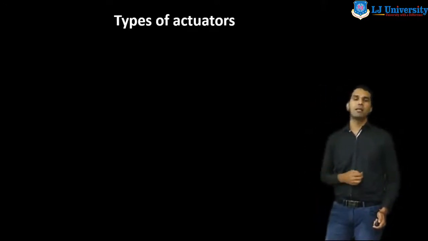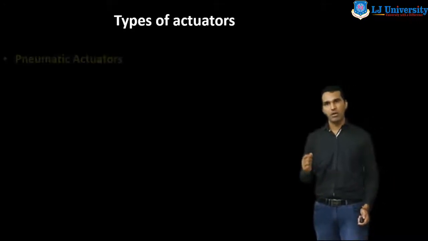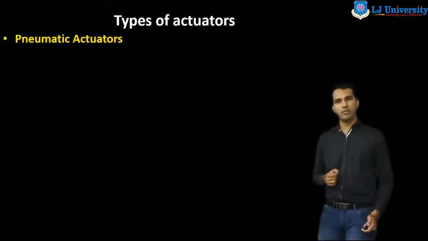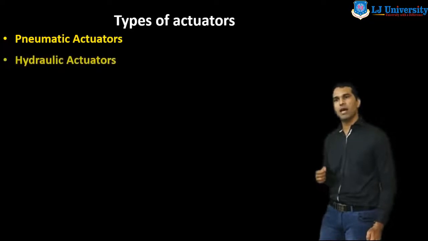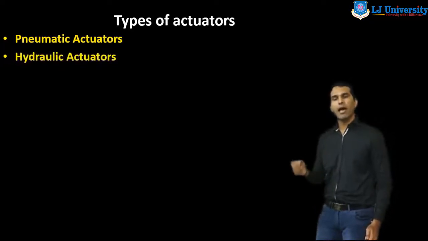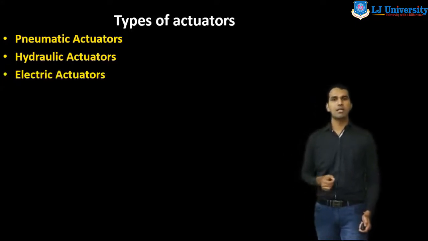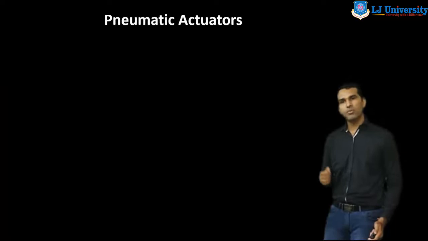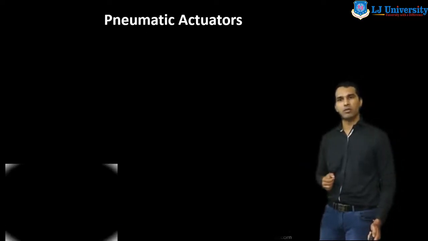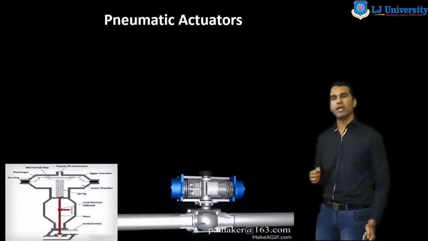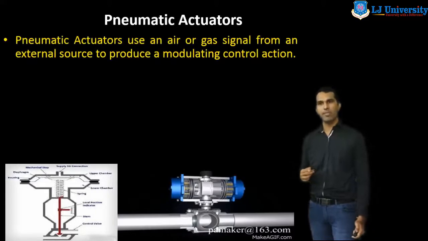There are mainly three types of actuator. First one is the pneumatic actuator, second one is the hydraulic actuator, and the third type is the electric actuator. Now we discuss one by one. So first one is the pneumatic actuator. Here we can see the pneumatic actuator.